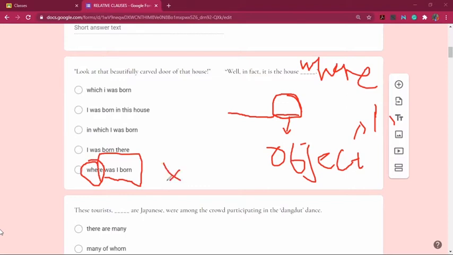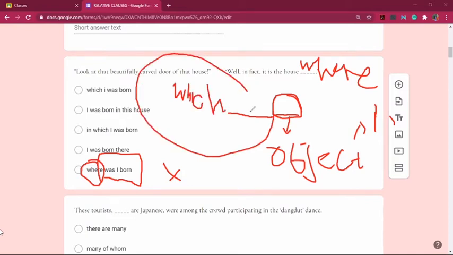So I have to tell you right now that the which that we discussed last time is quite common, because which can also be used for places, but you have to combine this with prepositions.